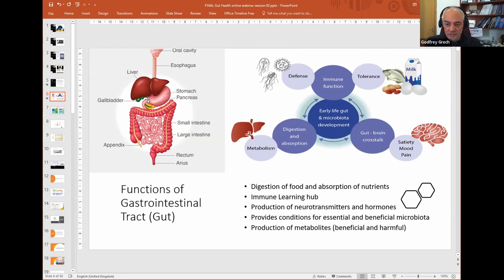There's a physiology of all this, so you can go through this in the YouTube video. We also said that the main function of the gastrointestinal tract is to digest food and to absorb the nutrients. That's not the only function. It has multiple functions. And one interesting function that we will allude to today in terms of health prevention is that it's an immune learning hub.